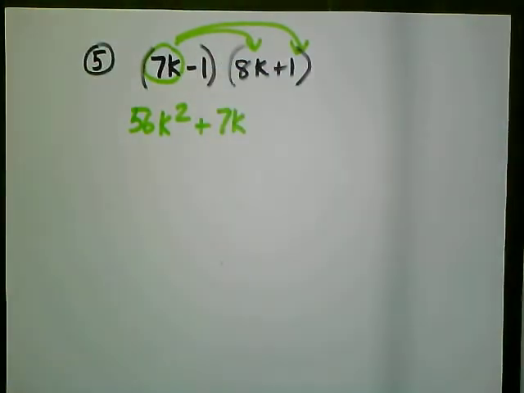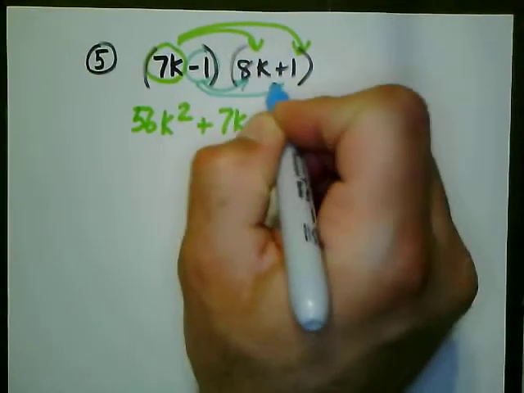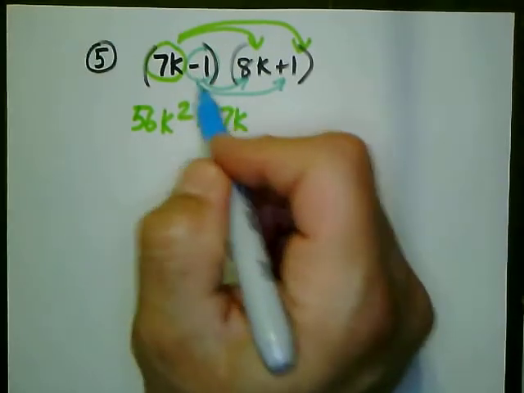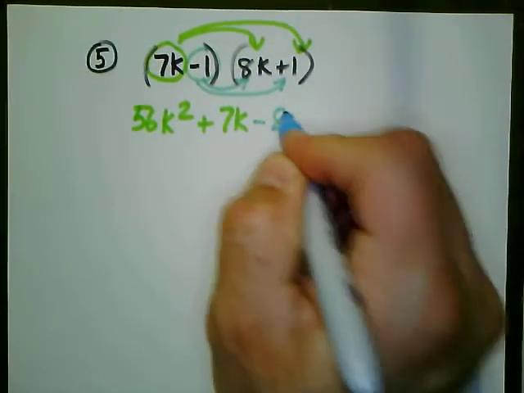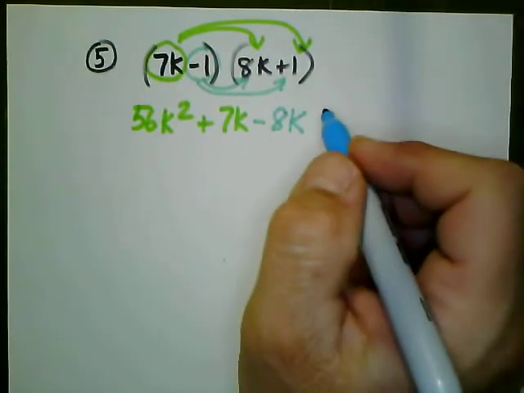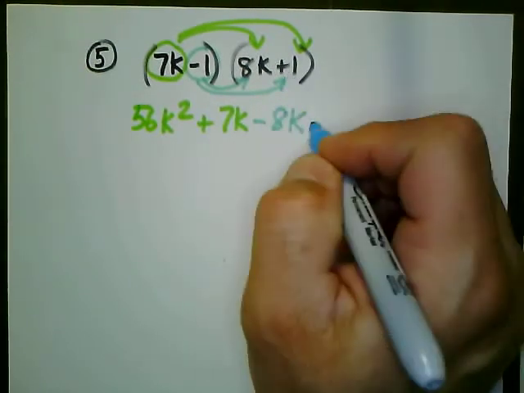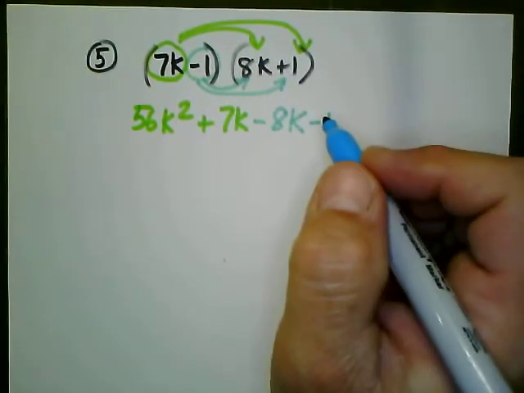And then we're going to switch colors here for you. We're going to do this term times each term on the inside. So negative 1 times 8, negative 8k. No k, 1k, just 1k. And then we're going to multiply negative 1 times 1, which is negative 1.